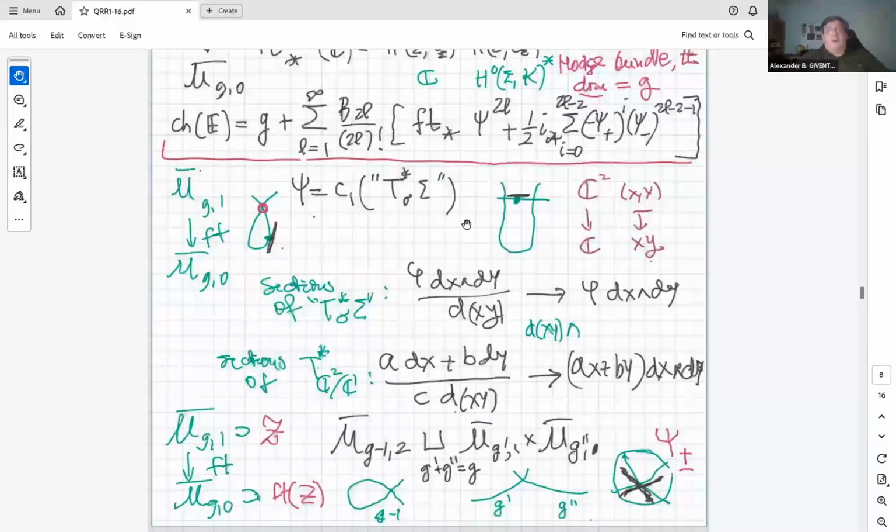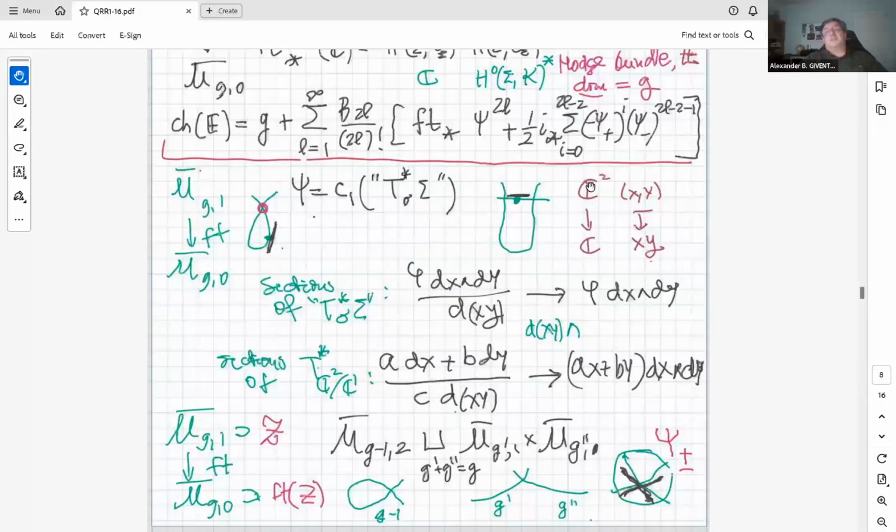And here is how we can figure it out. This is essentially the dualizing shape, in fact. So, the thing that local, let's consider a local model of this situation when near a node.